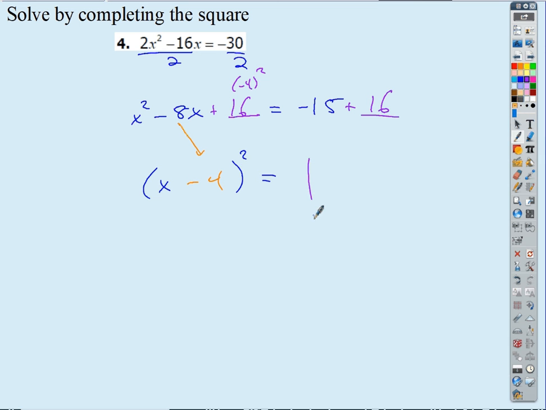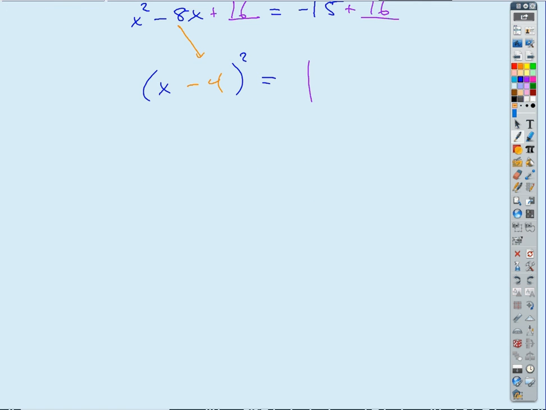1. Okay. And then, if we want to solve this thing, that's pretty easy, right? What do we do to solve this thing? Square root both sides. So I get x minus 4 equals what? Plus or minus though, right? Remember, when I square root both sides, I have to include a plus or minus. Okay, last step. Add 4. Remember, I'm going to add 4 in front of the plus or minus then, right? So I'm going to get x equals 4 plus or minus 1.